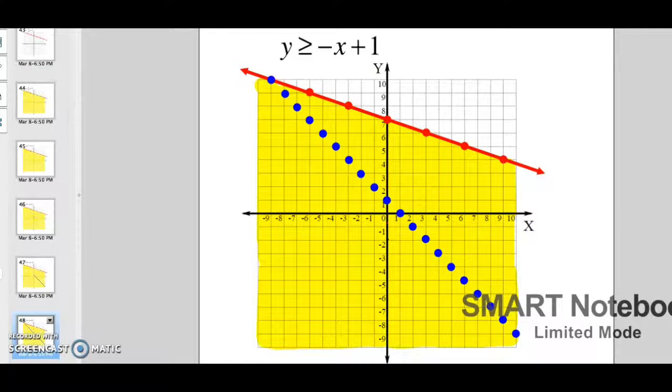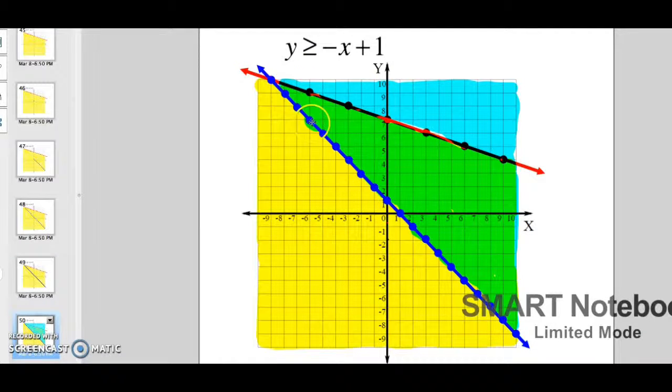And then since there is a line under the inequality, that means it will be a solid line. Okay, so we have our solid line. Now, since it is a greater than statement, we will shade above the line. So everything up here gets shaded. The overlapping portion, the green portion here, will be my solution.